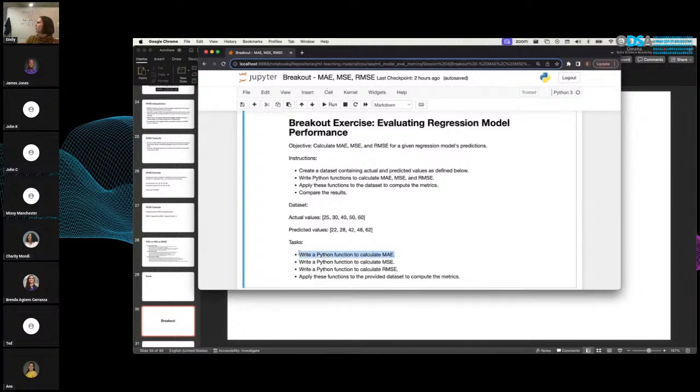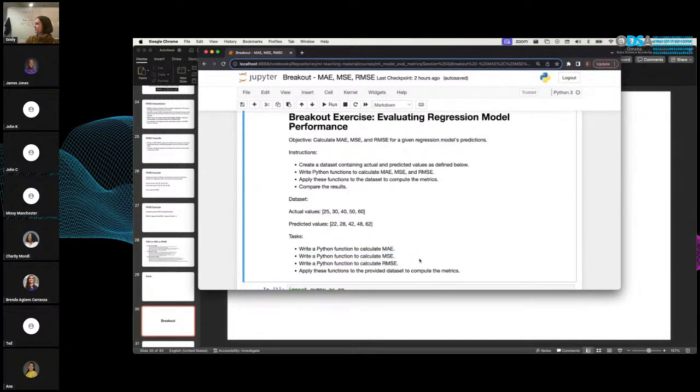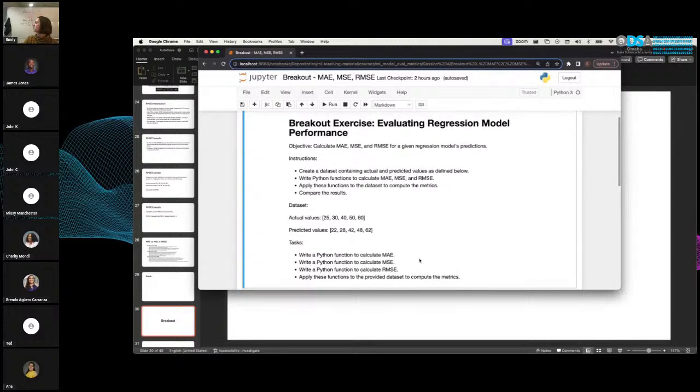Let's just make a mean absolute error function. So make a function MAE. If you want, you can make the other two. And then run these values through that function. Let's spend 15 minutes on this.